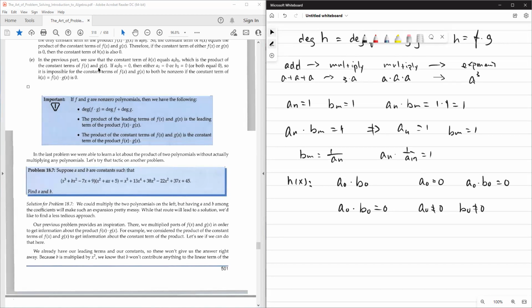This is what I showed you earlier. The highest term goes with the highest term, and the constant term goes with the constant term. The two ends are unique. You only have one combination, so there's no way for you to cancel anything out. But for the middle terms, you have at least two to combine, and therefore you can have other situations. We learned about the product of two polynomials without actually multiplying any polynomials, right?